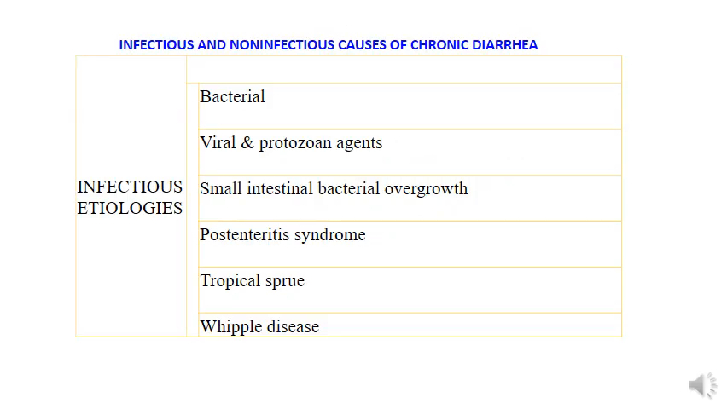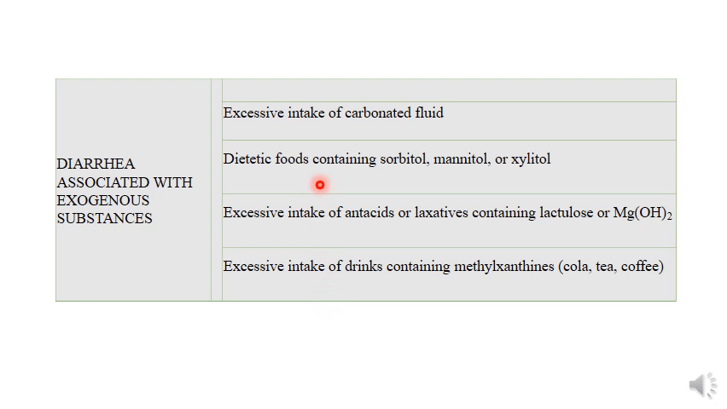Here, infectious and non-infectious causes of chronic diarrhea, as I told you before: bacterial, viral, protozoal, small bowel overgrowth, post-enteritis, tropical sprue, and Whipple's disease. Here, excessive intake of carbonated beverages, dietetic food containing sorbitol, mannitol, or xylitol, excessive intake of antacids, laxatives containing lactulose and magnesium salts, magnesium hydroxide. Excessive intake of drinks containing methylxanthine, chocolate, and coffee.